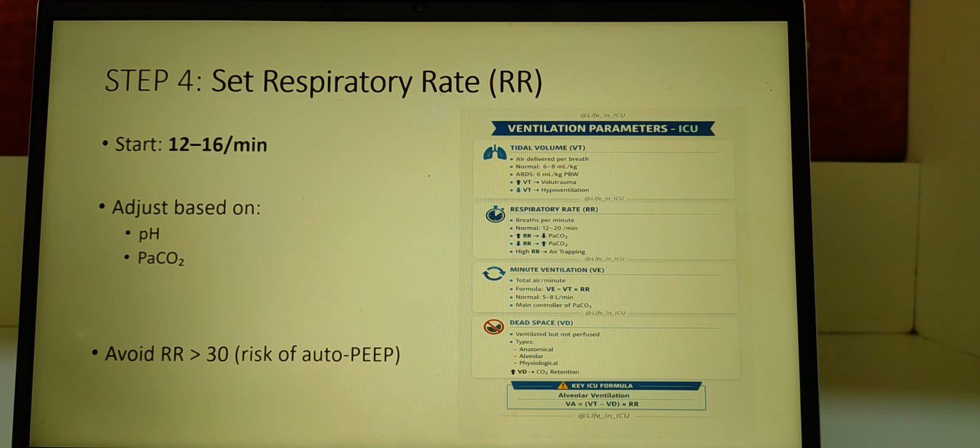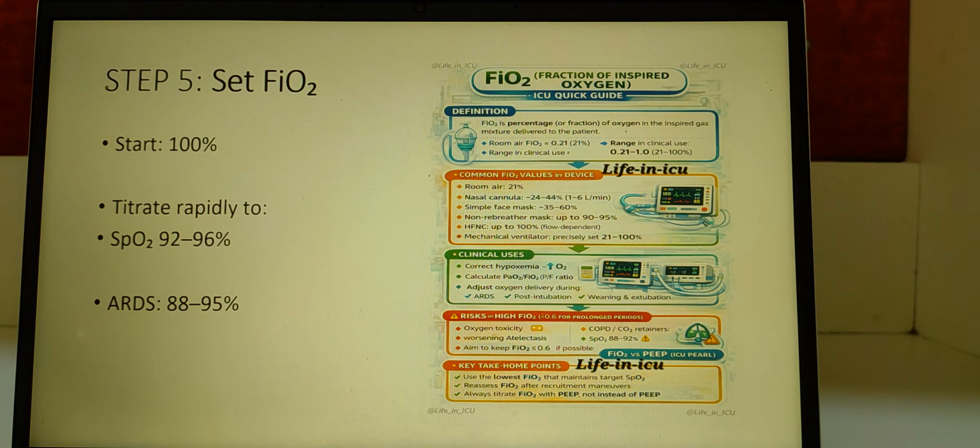Next we set the respiratory rate. Ideally we decide on 12 to 16 per minute. We can adjust the respiratory rate according to the pH value and PCO2 that we get in the ABG. Ideally we should avoid a high RR, more than 30 per minute, which increases the risk of auto PEEP.